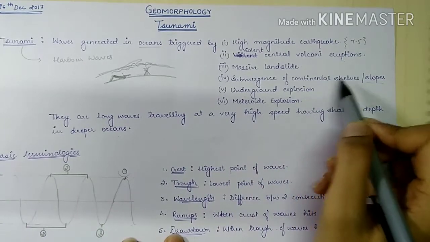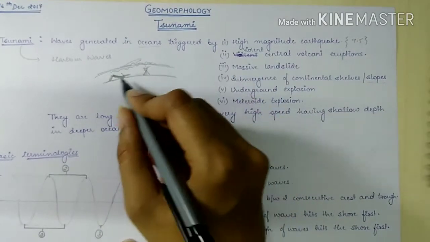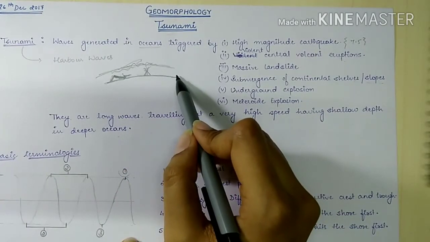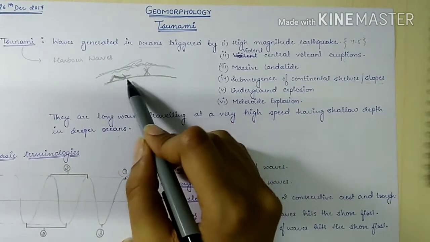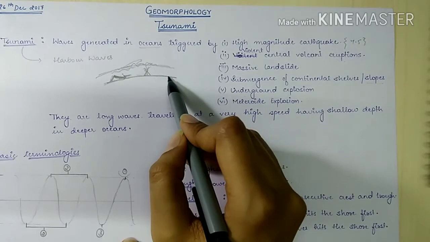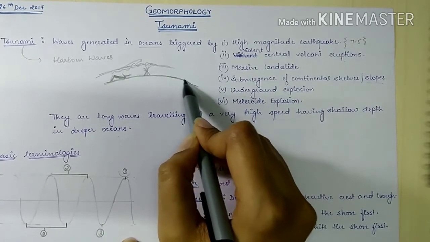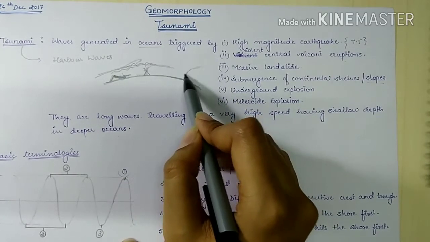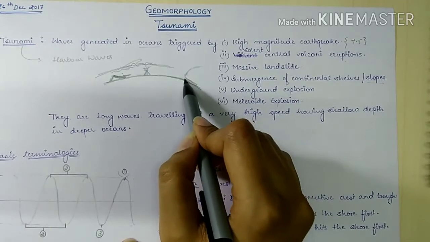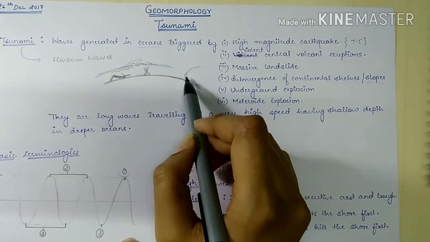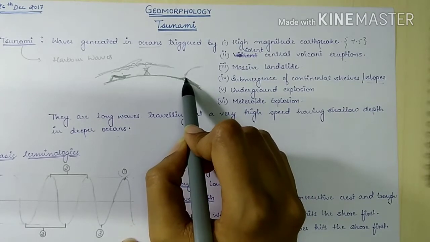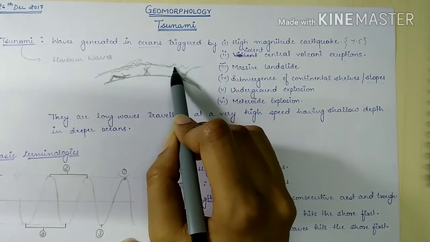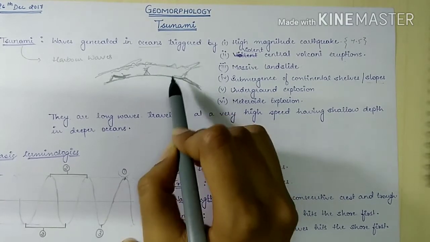Next is submergence of continental shelves or slopes. We have done in plate tectonics that due to the movement of plates, we have divergent plate boundaries and convergent plate boundaries. So when the oceanic crust submerges, continental shelves and continental slopes may also submerge, because of which an earthquake is generated. Because of this earthquake and this movement, waves are generated, and when these waves come to the harbor, they are known as tsunami.